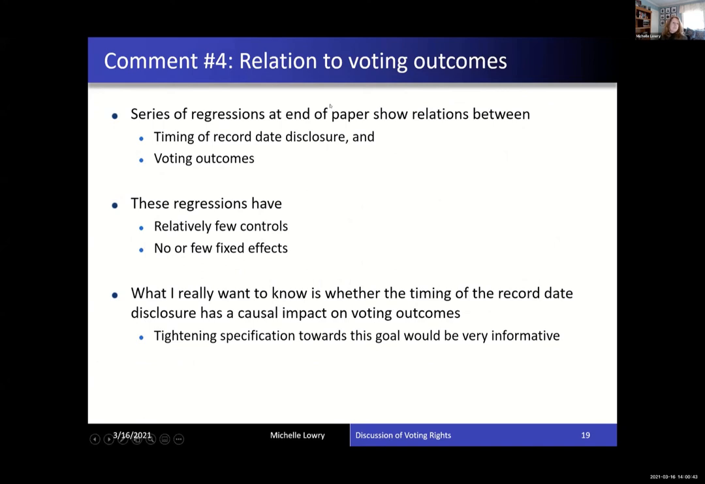And then finally, in the last part of the paper, they relate things to voting outcomes. They have a number of regressions. They have relatively few controls, no or few fixed effects. What I really want to know is whether the timing of the record date disclosure has a causal impact on voting outcomes. Anything you can do to tighten specification in that direction would be great.